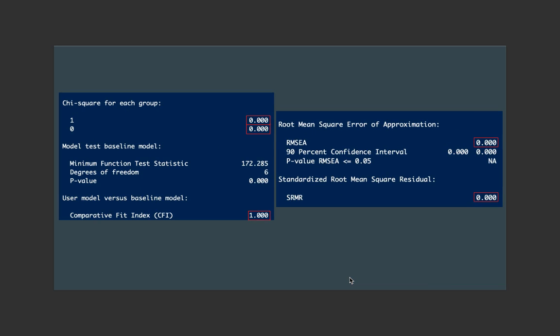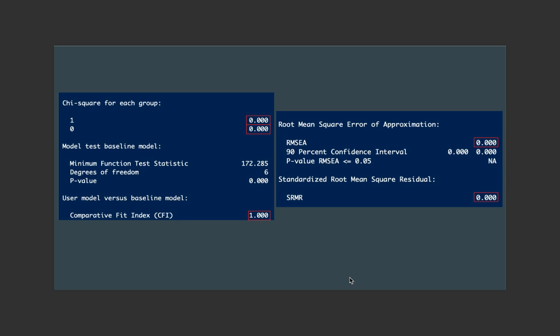So there are also multiple types of indices that we can use to see how well our model fits the data. Like I said before, in path analysis, we test models a priori. So chi-square is essentially a likelihood ratio test comparing your model to a fully saturated model. If all paths are included in the model, then the chi-square will equal 0. For both groups here, the chi-square equals 0, indicating that we have a model of perfect fit.